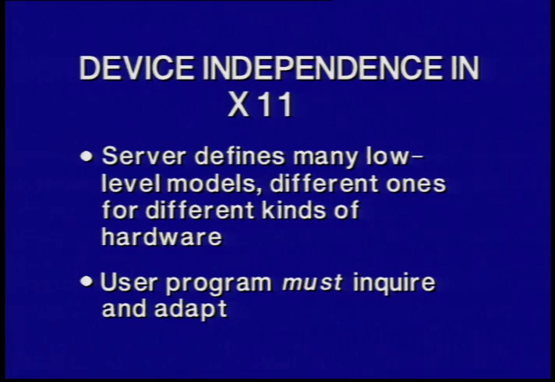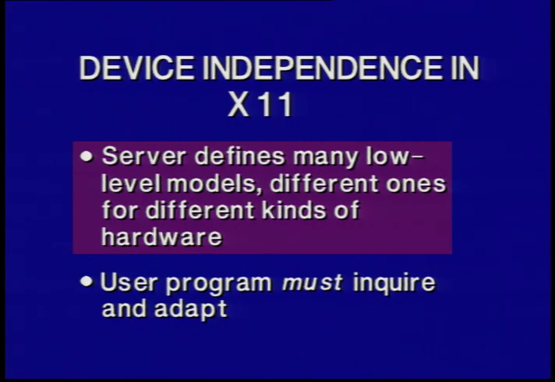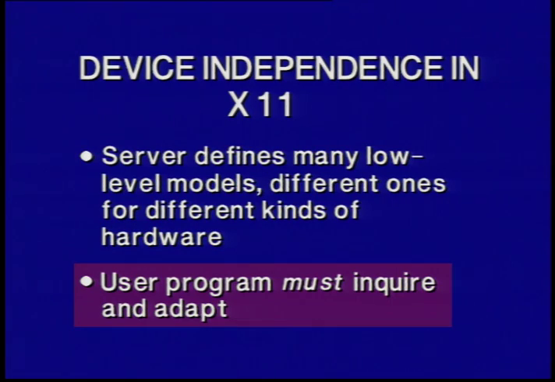This contrasts fairly strongly with device independence in X11, another fairly common Windows system. It's sort of the standard Windows system that the world uses. The way that it deals with device independence is that the server defines a set of low-level models. In the X11R4 spec, it defines 6 low-level models, different models for different kinds of hardware. And this has a number of advantages. One is it makes the server a lot simpler. It makes the specification of the system a whole lot simpler. But it has this insidious effect on application programs, where since applications must inquire the properties of the device and they must adapt to the device, unless the programmers have been particularly careful, they find that they're surprised when their program is run on some device that they've never seen before.